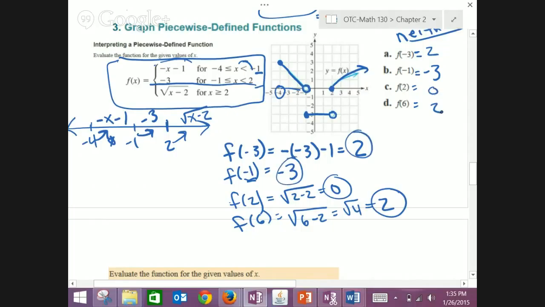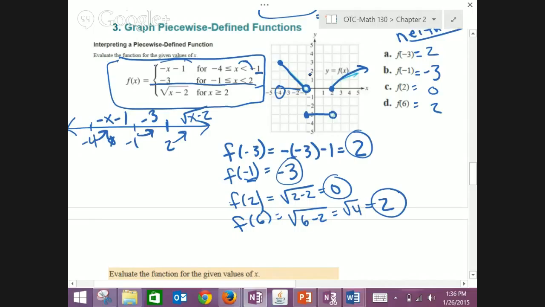So do you guys see that? It also corresponds to the graph. If I look at f of 2, that tells me my answer here is 0. Because I have a closed circle at 0 and an open circle down here. So at 2, my output's 0. At -1, my output is -3. At 6, my output would be 2. At -3, my output would be +2.